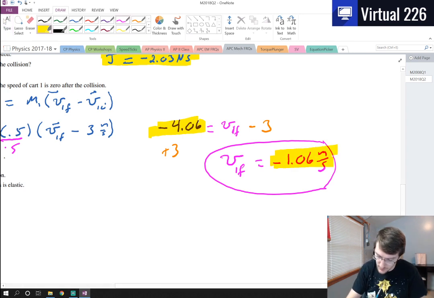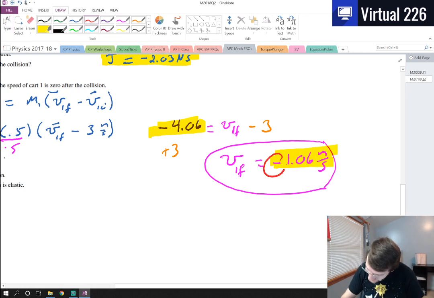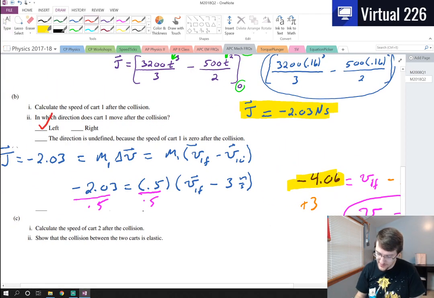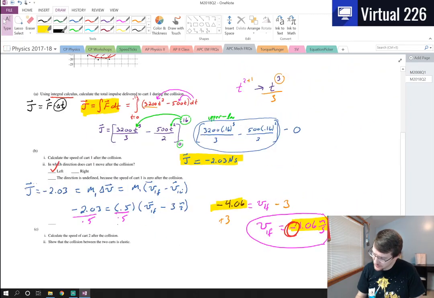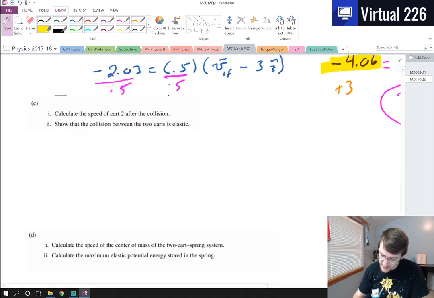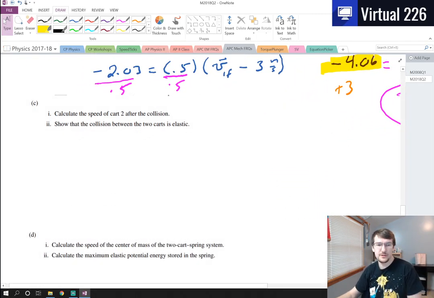Is it going left or right? Well, our gut told us left. That negative sign right there also tells us that it's going left. Okay, so there's our velocity. It's about 1 to the left there. For part B, what's the speed of cart 2 after the collision?